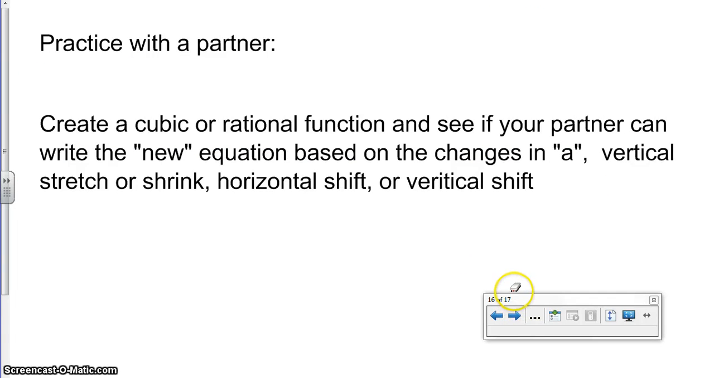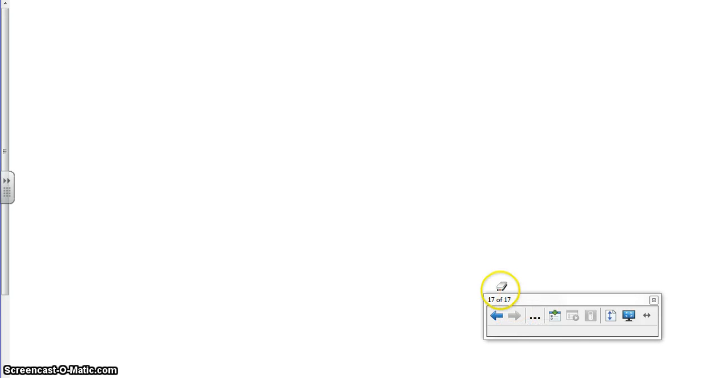So, how about if you have time that you practice with a partner? Create a cubic or rational function on your coordinate plane and see if your partner can write the new equation based on the changes in a vertical stretch or shrink, horizontal shift, or vertical shift. Then go ahead and put that new equation that your partner thinks is correct into the graphing calculator and see if it matches your manipulative.